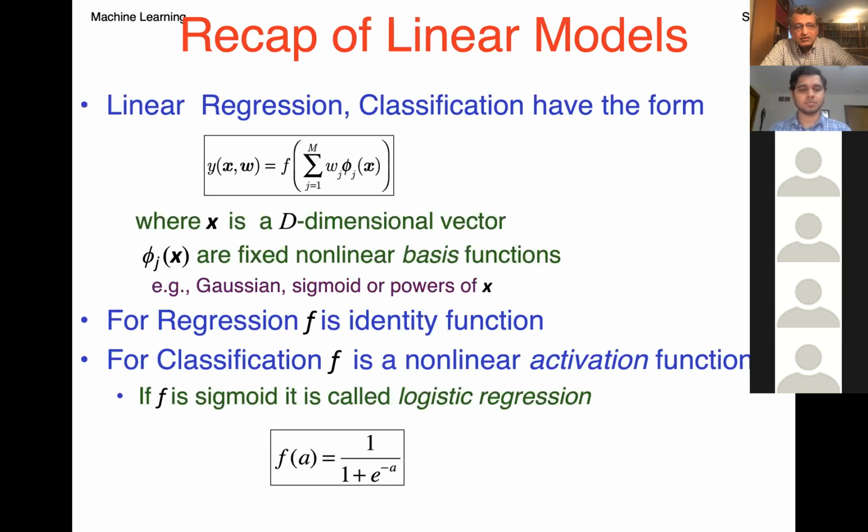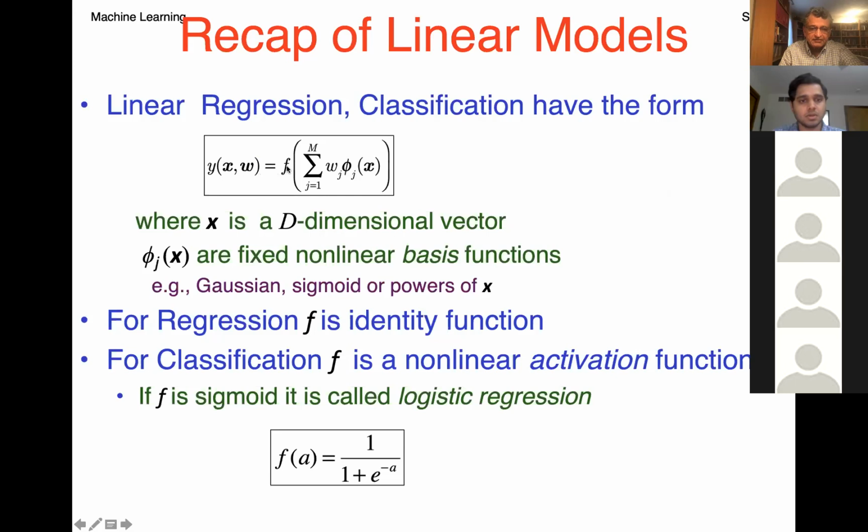So look at this one function. It's a general form. Linear regression and linear classification can be expressed in a simple way like this. It says y of x comma w, where x is the input, y is the output, and w is a set of weights or parameters.